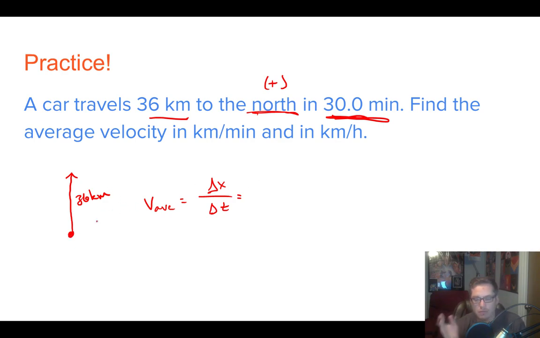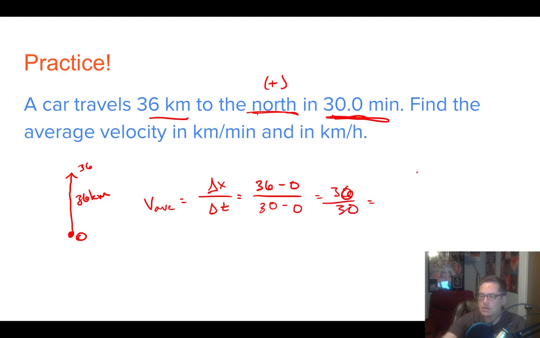Now remember when we talked about frames of reference, that means we can decide what our frame of reference is going to be. So we're going to say this is 0. We're going to start at 0 and get to 36. So delta x is final minus initial, so 36 minus 0 over our delta t. We started at time 0, and this is our final time, so 30 minus 0. So we get 36 divided by 30, which gives us 1.2.